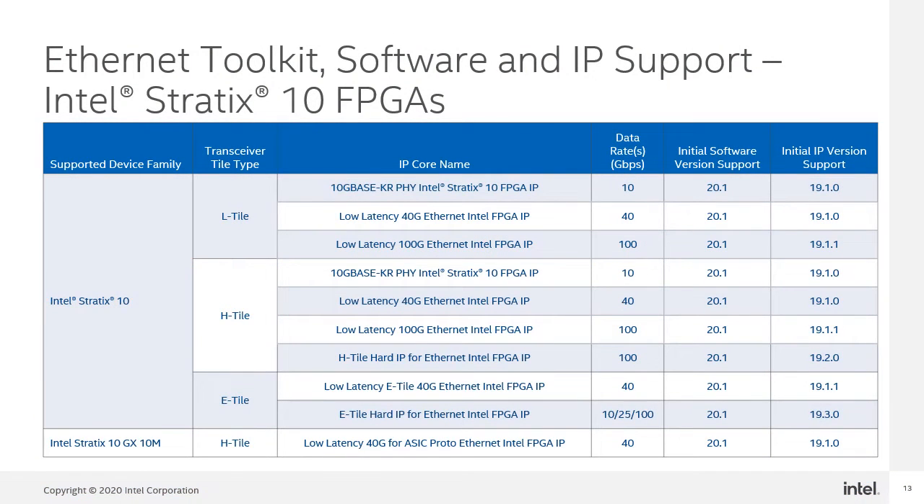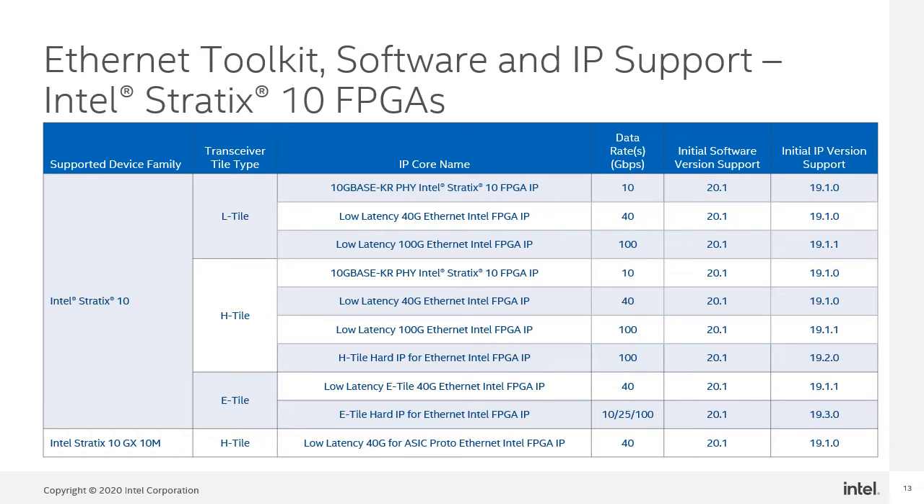For Stratix 10 FPGAs, the Ethernet Toolkit is currently supported by selected IP targeting the L-tile, H-tile, and E-tile. For the L-tile and H-tile, the 10G base KR, low latency 40 gig, and low latency 100 gig Ethernet IP support the Ethernet Toolkit. In addition, the H-tile hard IP for Ethernet IP core supports the Ethernet Toolkit. This IP core configures the hardened 100 gig MAC, PCS, and PHY found in the H-tile.